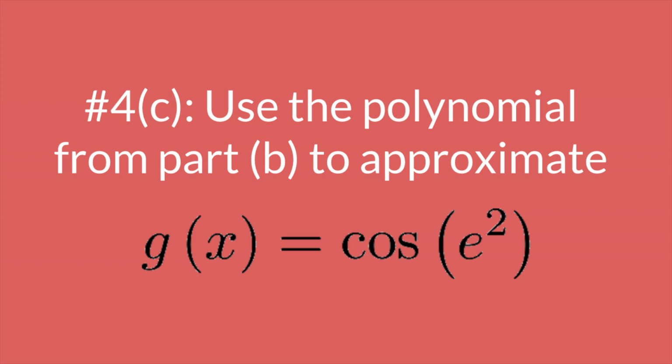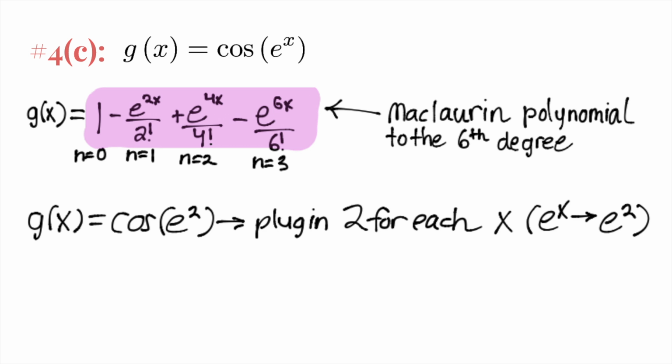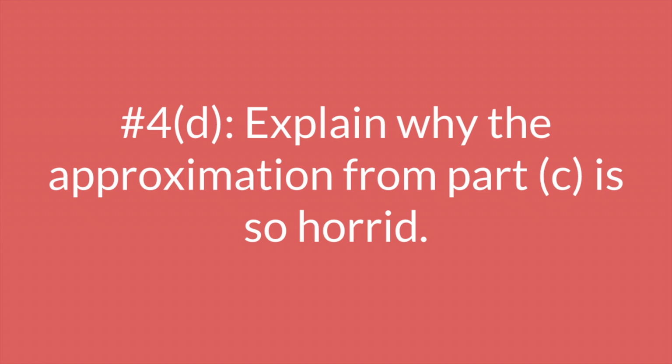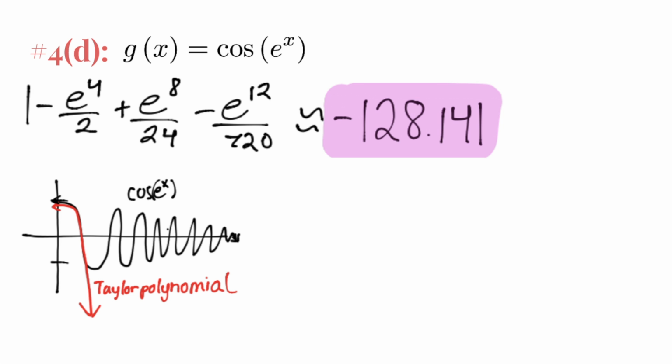Then they ask you to use that polynomial to approximate cosine of e squared, and since that polynomial is for cosine of e to the x, you just plug in 2 as your x because it's e squared, and you're left with 1 minus e to the 4th over 2 factorial plus e to the 8th over 4 factorial minus e to the 12th over 6 factorial. And once you plug that into your calculator, you get about -128.141. And then they ask you to explain why the approximation is so horrid.